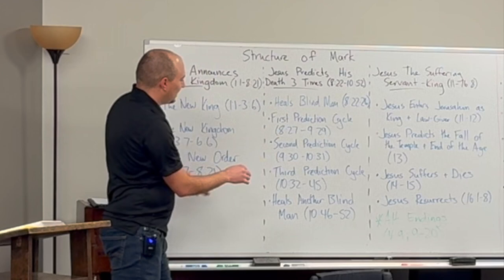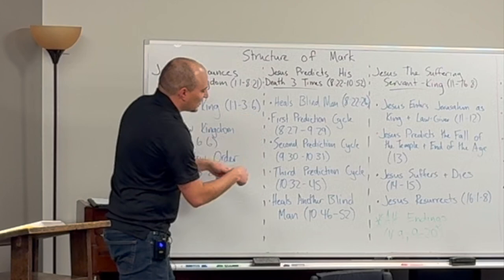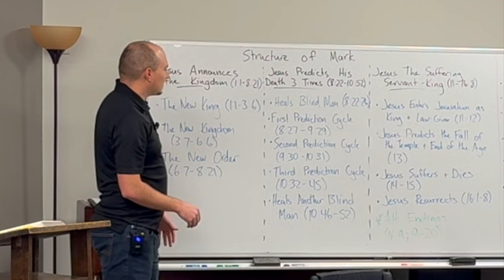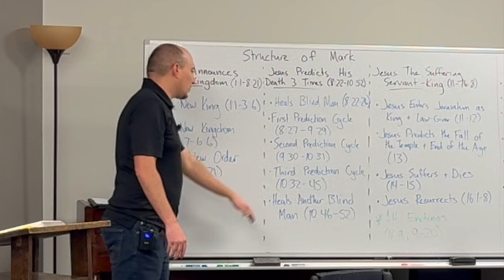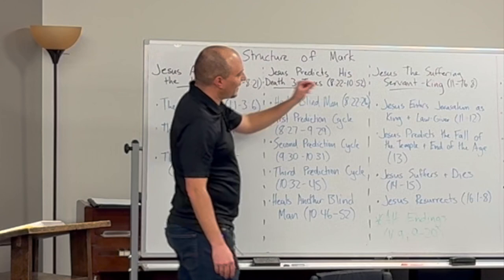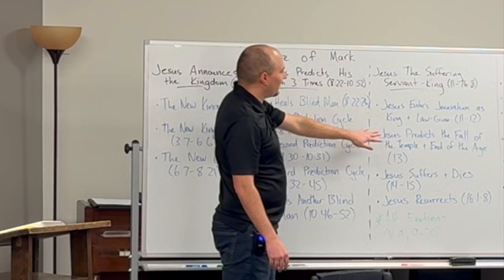And then within those death predictions, there are stories related to Jesus predicting his death. So you have a cycle of stories from 8:27 to 9:29, and then he makes his second prediction, and then a cycle of more stories, and then third in 10:32 through verse 45. And then that leads into the final section where Jesus enters into Jerusalem, the triumphant entry in chapter 11. He is announced as king.